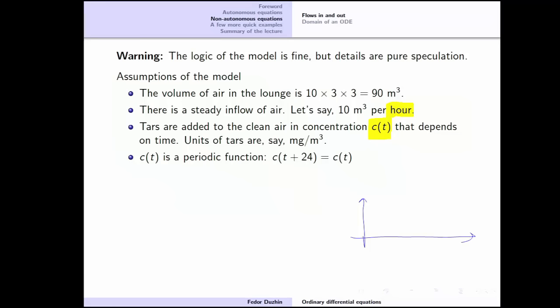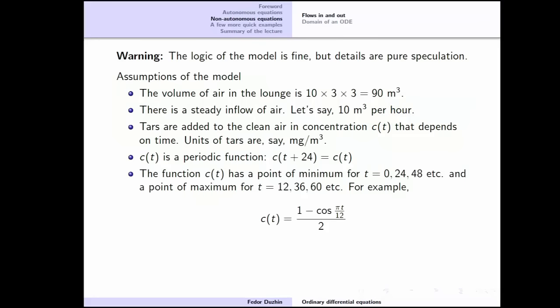At midnight, it has a point of minimum, then it has a maximum at 12, then at 24 minimum again, maximum at 36, minimum, and so on, right? So this would be 0, this is 24, this is 48, and so on. This is 12, this is 36. So our function would have local maxima corresponding to noons and local minima corresponding to midnights.